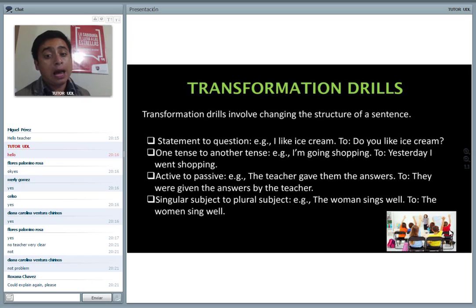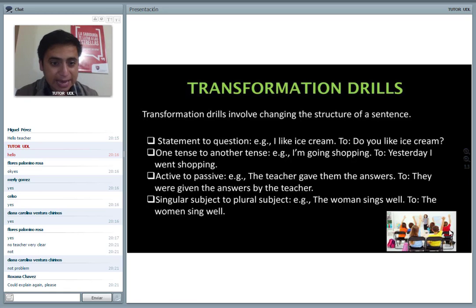Another one, "I'm going shopping." That's present continuous. So maybe you want to use the past simple. So instead of saying, "I'm going shopping," you will say, "Yesterday I went shopping." So in that case, you transform the statement into the past simple. So that's transformation. You don't change just one word. You change even the structure and even the tense. So it's more difficult. That's transformation.